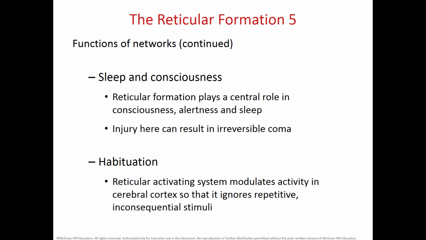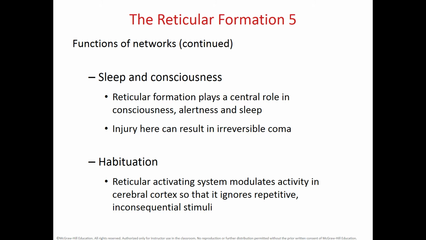A very important function of the reticular formation is the controlling of sleep and consciousness. So it will help us to stay alert and to fall asleep when we're required to fall asleep. And whenever someone goes into an accident, like an automobile accident, and the person has whiplash, it can break part of this reticular formation during this whiplash, and then the person might fall into coma, and this can lead to irreversible coma.